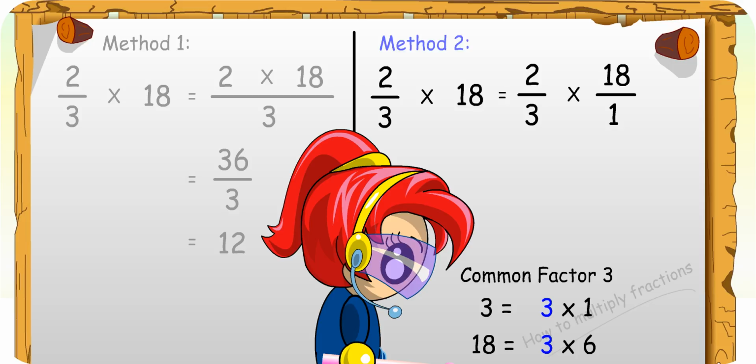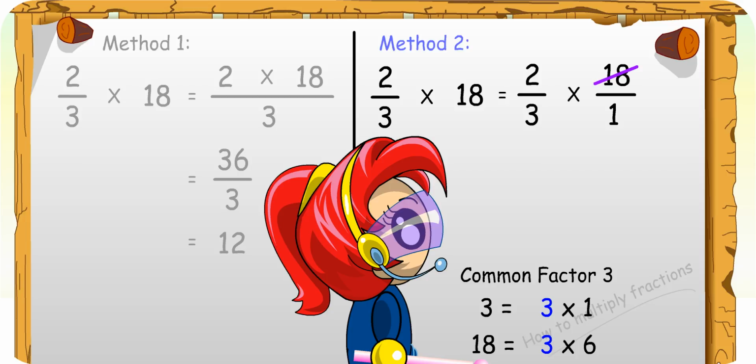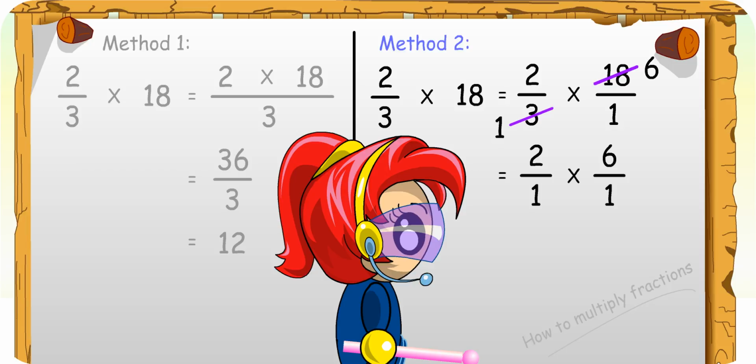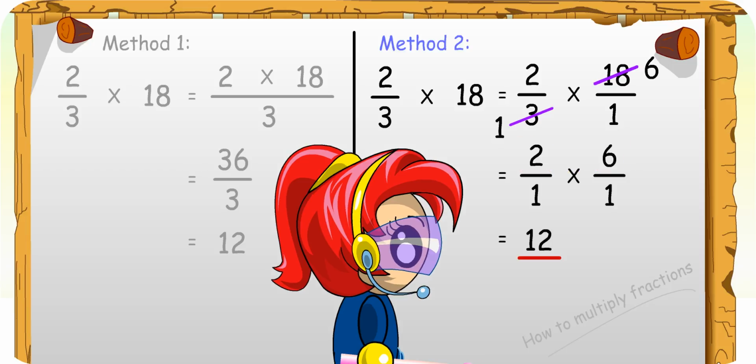In this case, the common factor is 3. When we divide the numerator 18 by 3, we get 6. And when we divide the denominator 3 by 3, we get 1. Now, we get the fractions 2 over 1 times 6 over 1. Since they are both numerators, we cannot further simplify them. Finally, we multiply 2 by 6, and we get the answer 12.